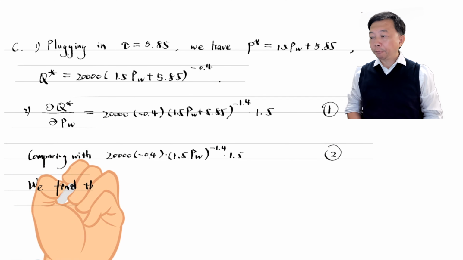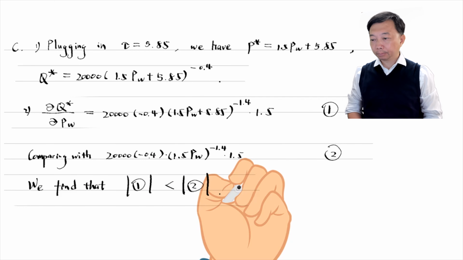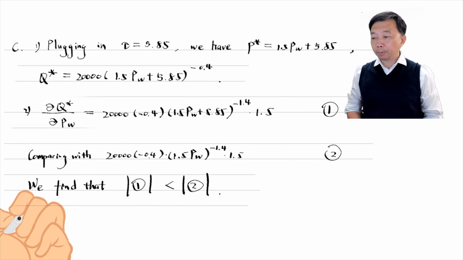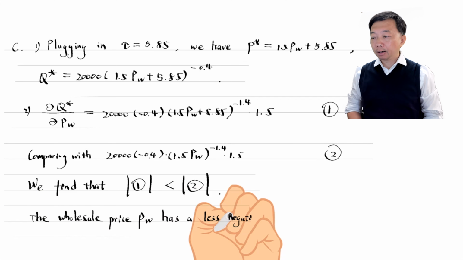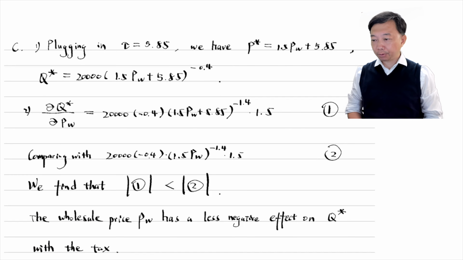We find that the former is smaller than the latter in absolute value. So the wholesale price PW has a less negative effect on the equilibrium quantity Q star with the tax.